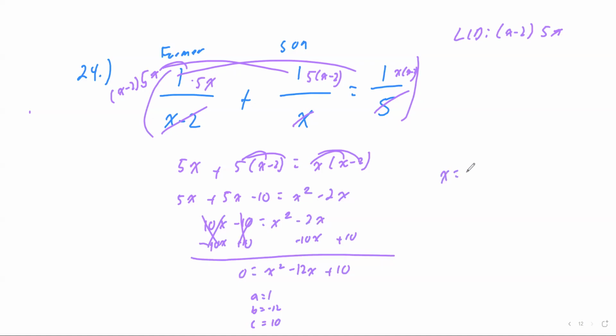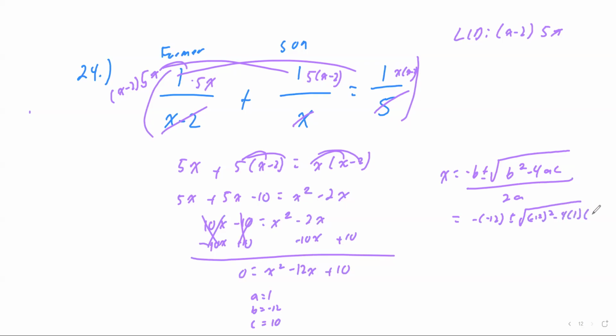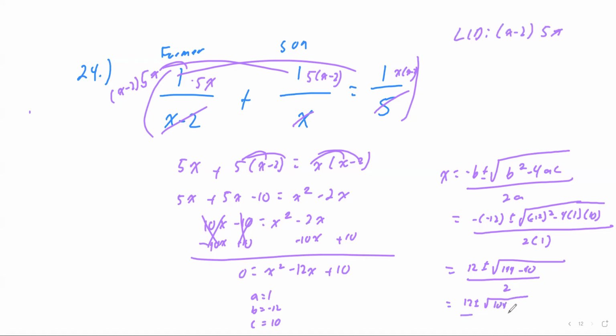So remember the quadratic formula is negative B plus or minus the square root of B squared minus 4AC, all divided by 2A. So this would be negative of negative 12 plus or minus the square root of negative 12 squared minus 4 times 1 times 10, divided by 2 times 1. Two negatives make a positive. Negative 12 squared is 144. 4 times 10, so that'd be minus 40, over 2. And now I get 12 plus or minus the square root of 104 divided by 2.